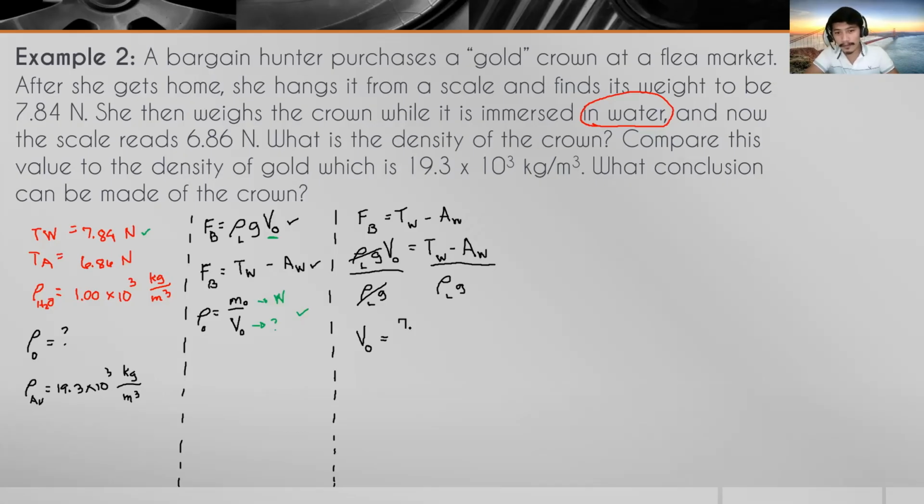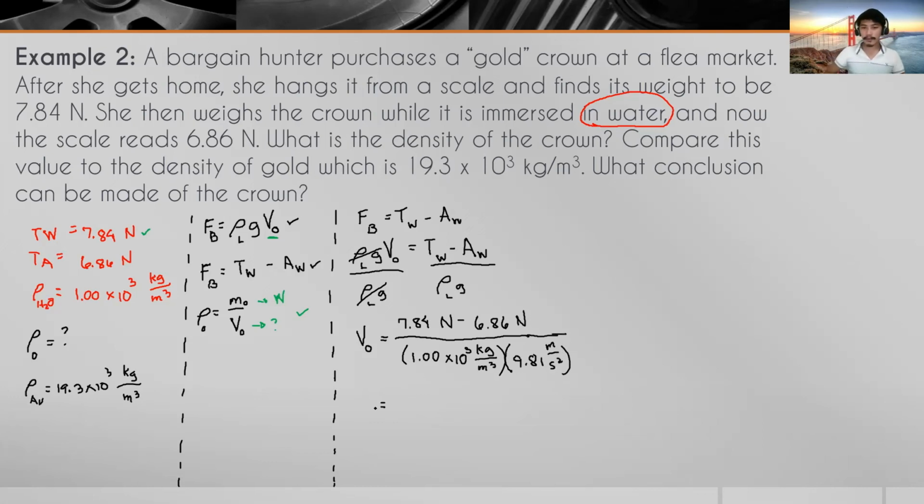What is our true weight? That is 7.84 Newton minus 6.86 Newton divided by the density of the liquid. Density of the liquid is 1.00 times 10 to the power of 3 kilograms per cubic meter. Take note, baka ito yung ma-substitute mo na density ha. Liquid yan, liquid, hindi yan yung metal. Times acceleration due to gravity, 9.81 meters per second squared.